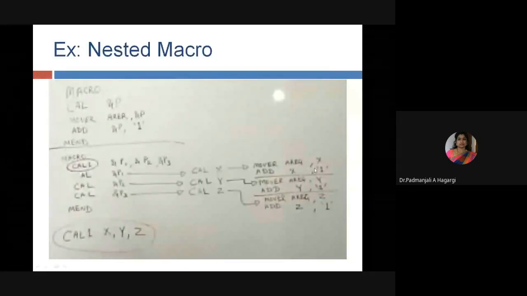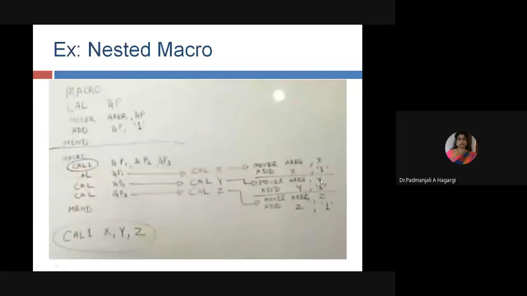And in the second call, the second time when I'm calling the macro, again I'm calling it with a different argument value, but the definition will be executed the same. Mov, add. In this register I'm passing some other parameter called Y, and this Y is added by the same definition. Again the definition is executed. So this is the second invocation or second expansion.